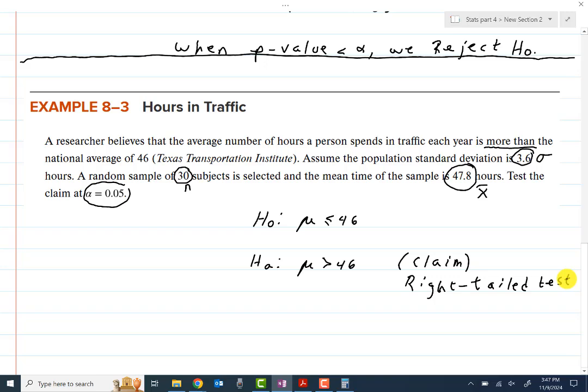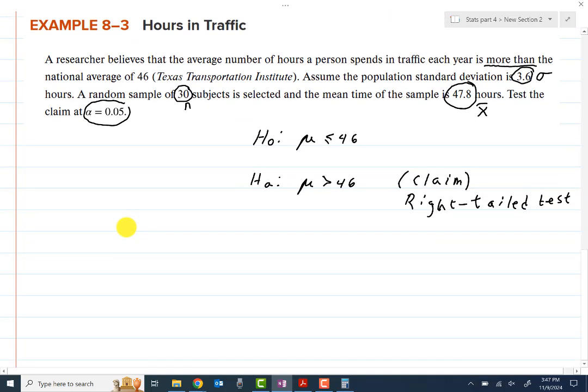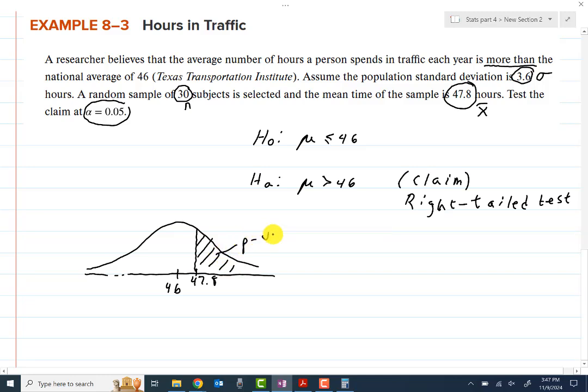So by that, I mean the picture is going to look like this. Now the proposed mean, or the mean that we're testing for, goes in the center here. We're going to put 46. And then let me put the sample mean, which is over here. That's 47.8. And this right here is our p-value. And we're going to test that against alpha.